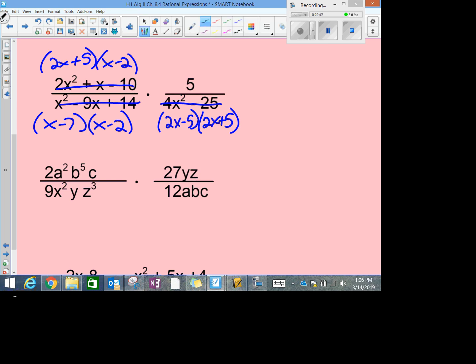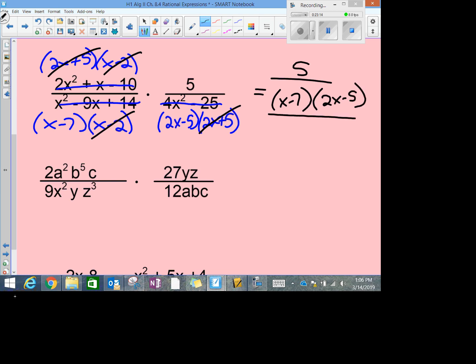Caitlin, what can we cross out? x minus 2. Claire? 2x plus 5. This is kind of fun, you can cross out things. Now, I don't see anything else, so I'm going to collect what we have left. We have a 5 up top, and we have an x minus 7 and a 2x minus 5. And then again, take a look at it. I really can't see anything else. That's easy.